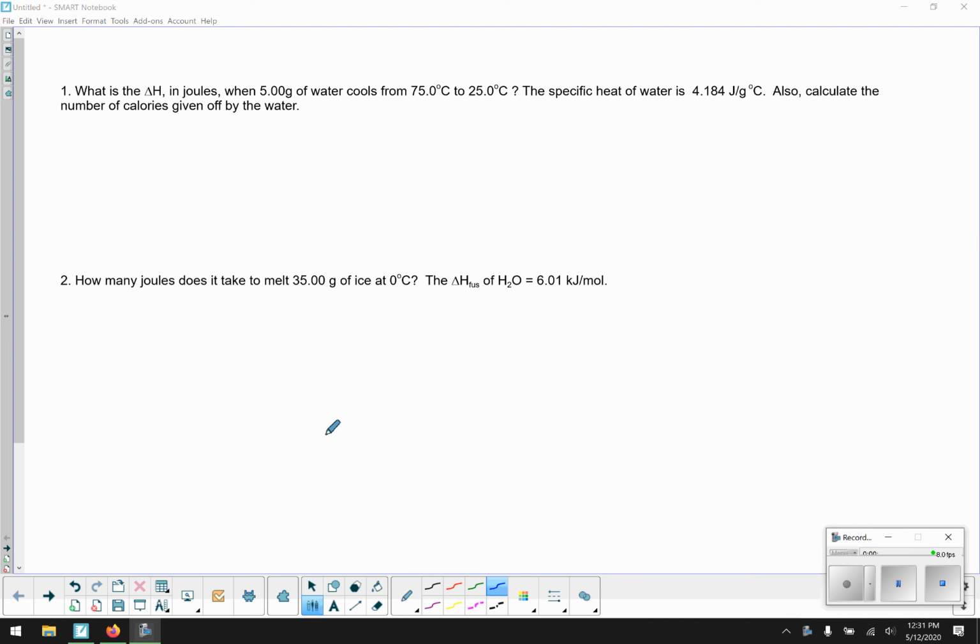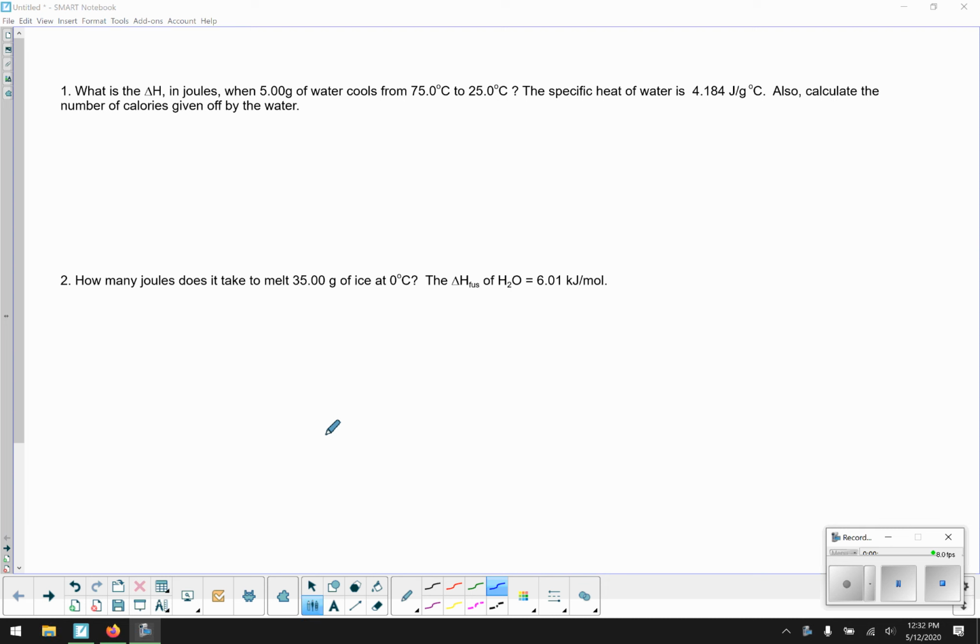So what I'm going to do today is go over a few of the questions from worksheet number 3, the energy and changes of state worksheet. And then I'm going to go over one more advanced question that I made up and just show you how that works. So the first thing I'm going to do is just quickly go over questions 1 and 2.